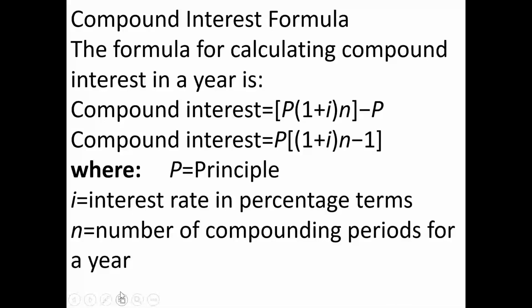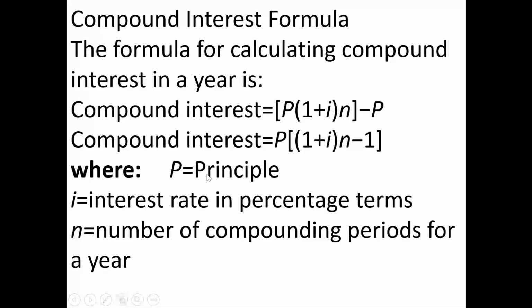Next, compound interest. The compound interest formula is quite different from simple interest. The formula for calculating compound interest in a year is compound interest equal to P of 1 plus I into n minus P. Here n is your number of years, the number of compounding periods of a year. I is the interest rate in percentage terms. And P is the principal amount.